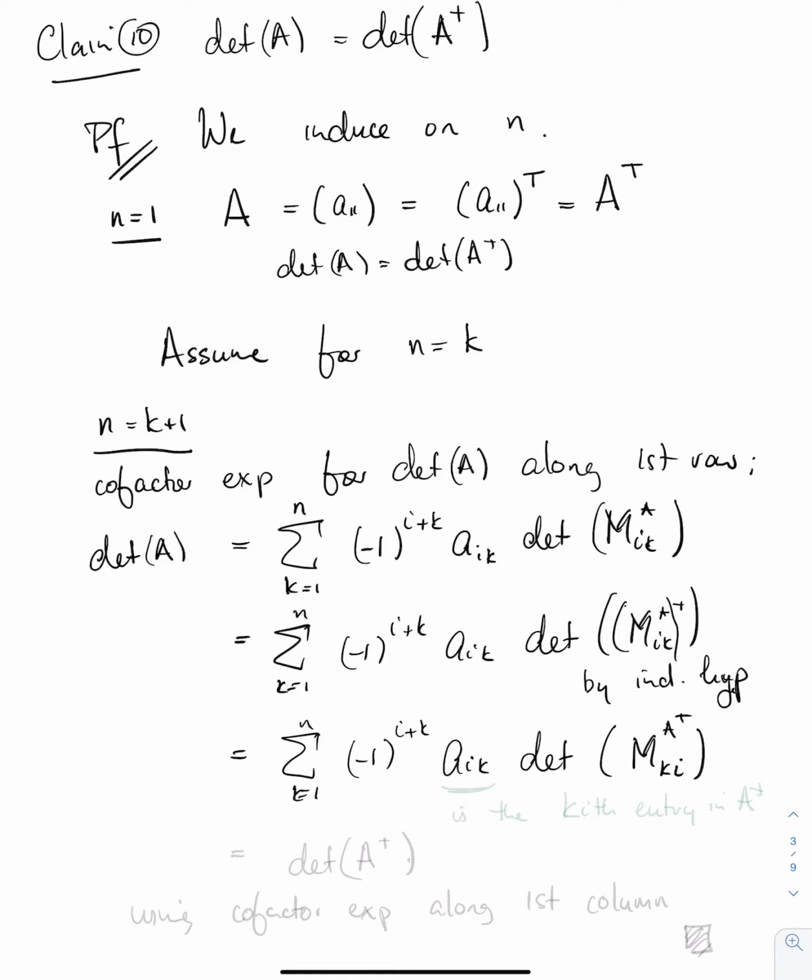The last thing that we have to realize is that AIK, the ikth entry in A, is the kith entry in A transpose. Putting this all together, we'll realize that this is just the formula for the determinant of A transpose using the cofactor expansion along the first column. QED. End of proof.